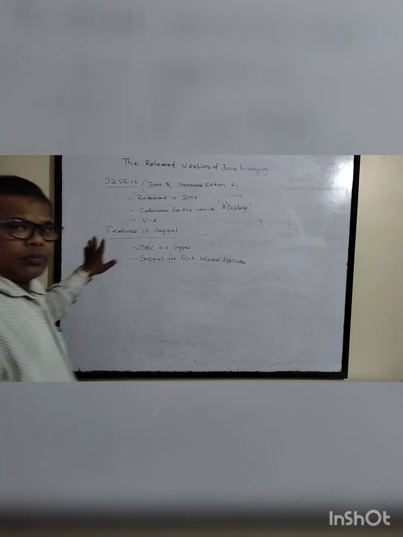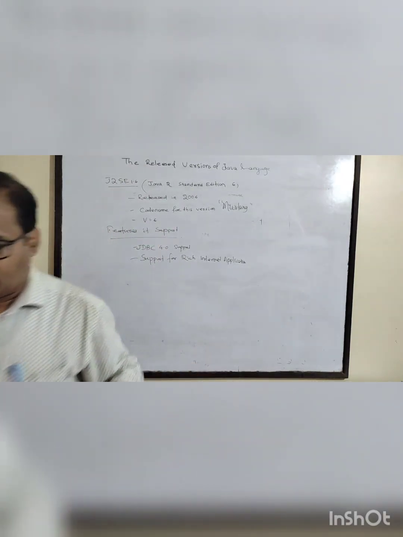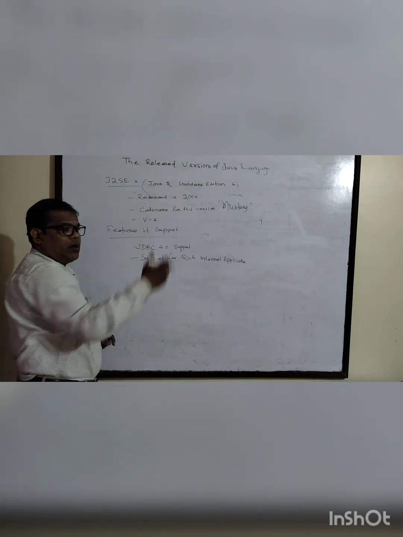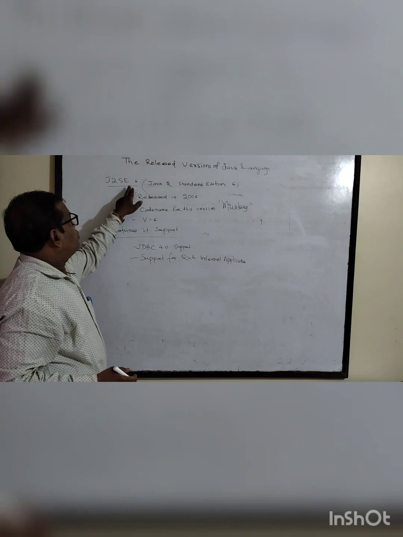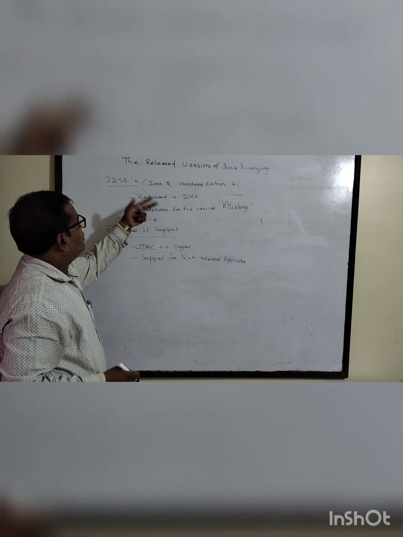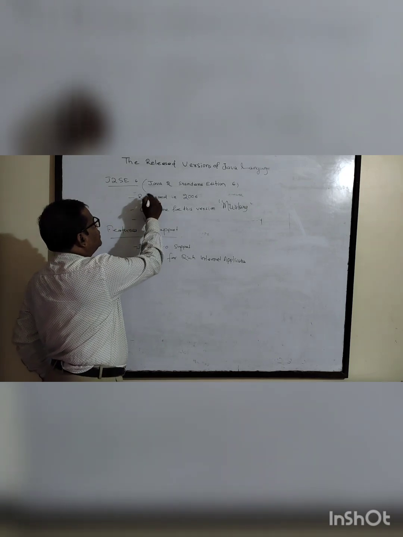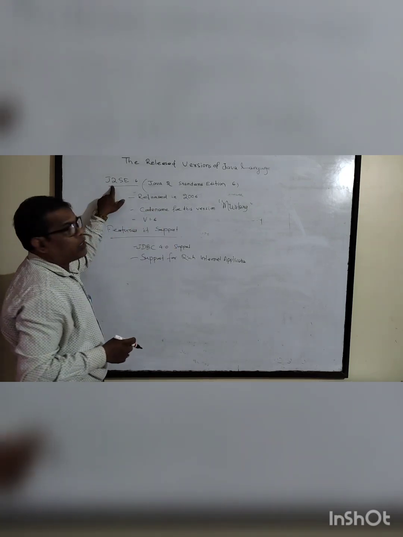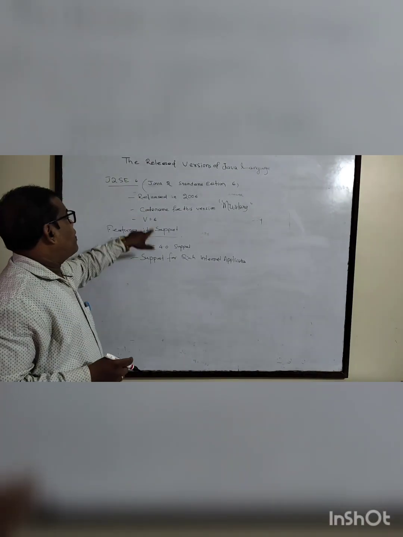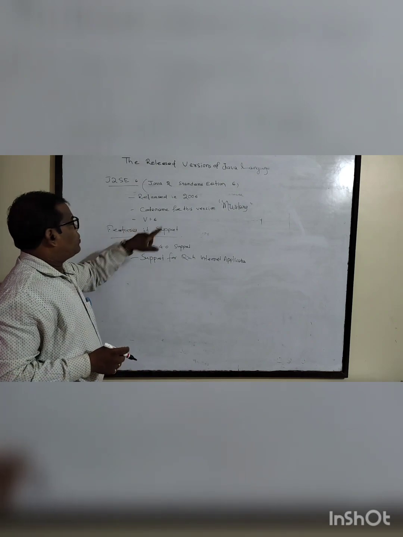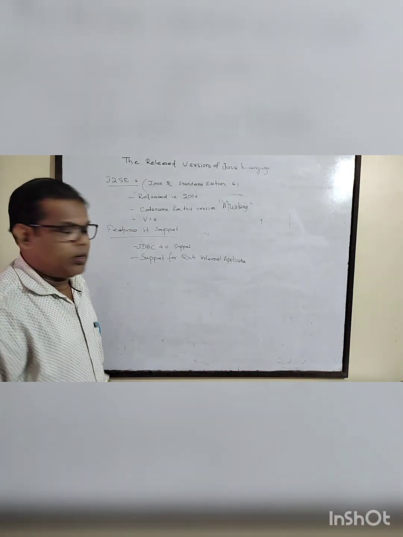Okay, I was continuing with this one. Java 2 Standard Edition, not 1.6, as I told you, hereafter the version naming has changed. So Java 2 Standard Edition 6 was released in the year 2006, and the code name for Java 2 Standard Edition 6 was Mustang, right? And the version was 1.6. You should be very clear on that concept.